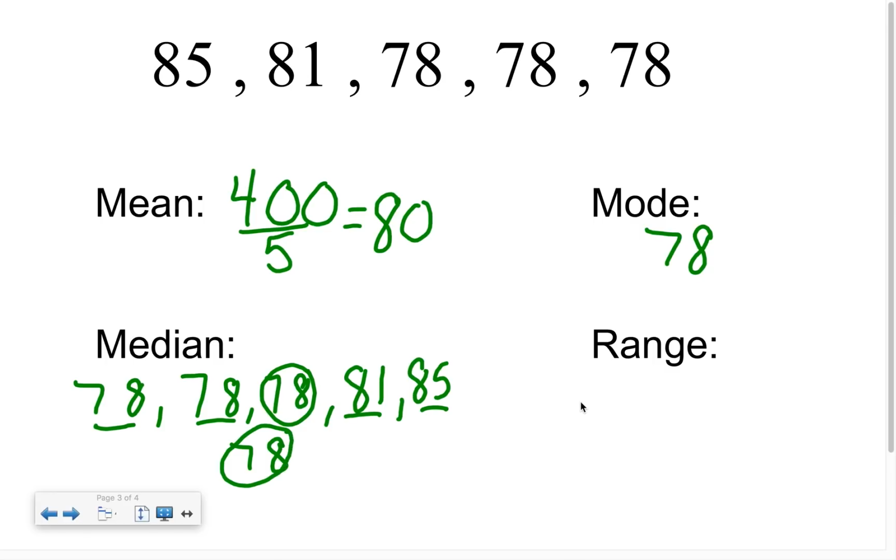The range. We saw that the range is the greatest value minus the smallest value. So looking here, our largest value is 85, and we want to subtract 78 from that. So the distance from our largest value to our smallest value, when we subtract 85 minus 78, we get 7. That's our range. Pretty small range since these scores are going to be pretty close to each other.